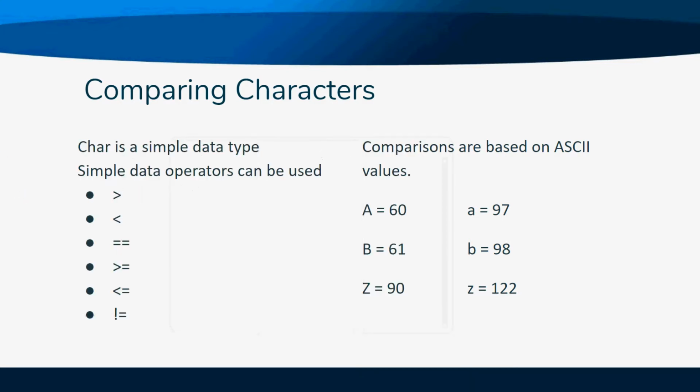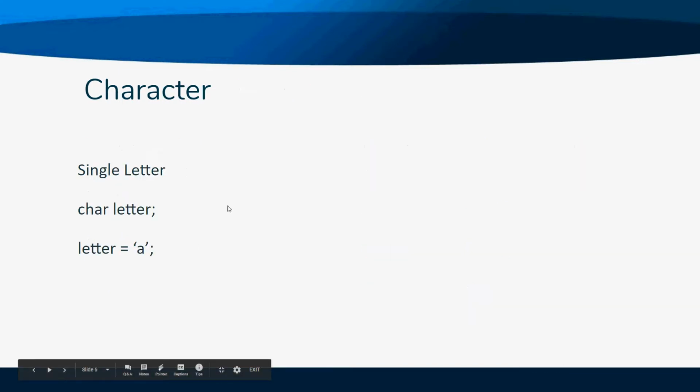Alright, so because of that, we can use greater than, less than, equals, greater than or equal to, or less than or equal to to compare characters. Do I have an example of this? Yes, I do. A character is a single letter. So char letter, and then letter equals 'a'. Now notice I have single quotes here instead of double quotes. Double quotes is for a string, but single quotes is for a single character.